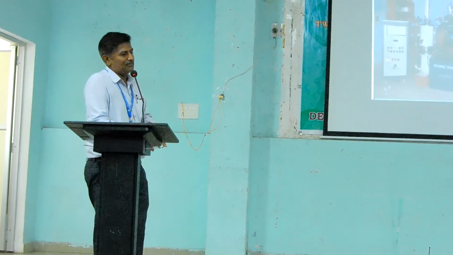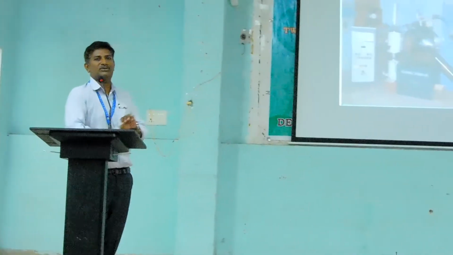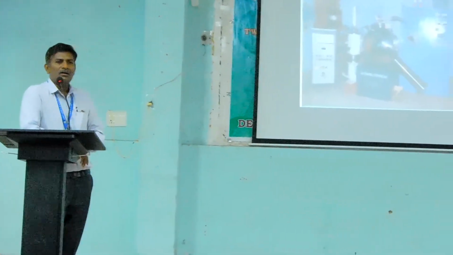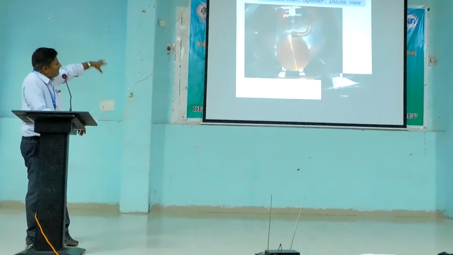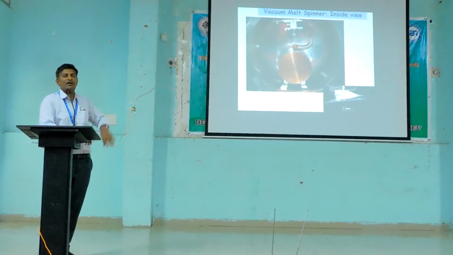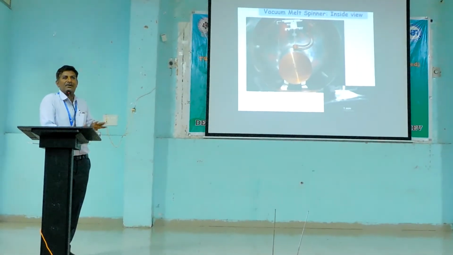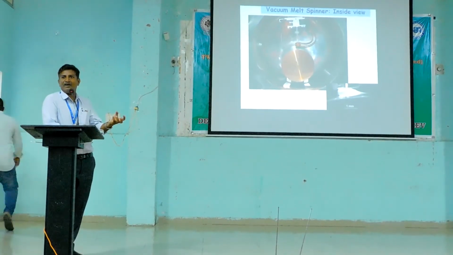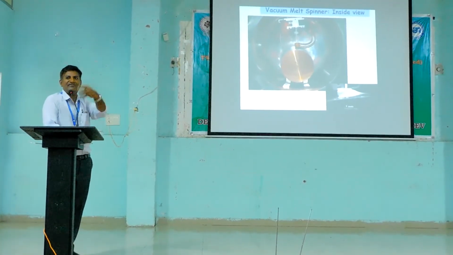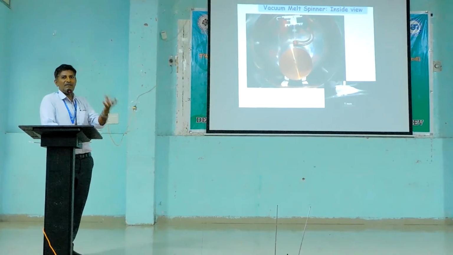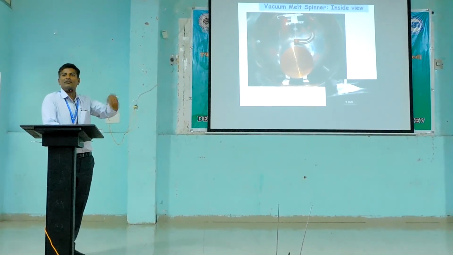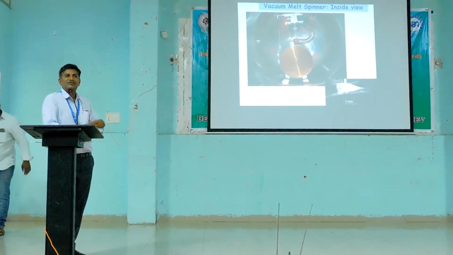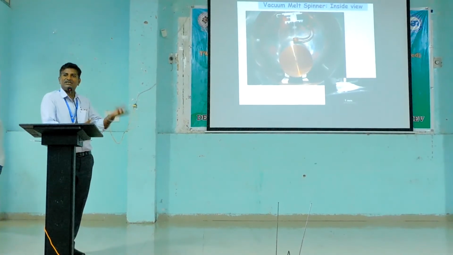So now we are talking about rapid solidification. How do we make it in a vacuum chamber? One important thing you should remember when you are melting an alloy is oxygen. When you are melting in an open environment, you will have oxygen everywhere. Any metal, when exposed to oxygen, will become oxides, so it will lose its properties.